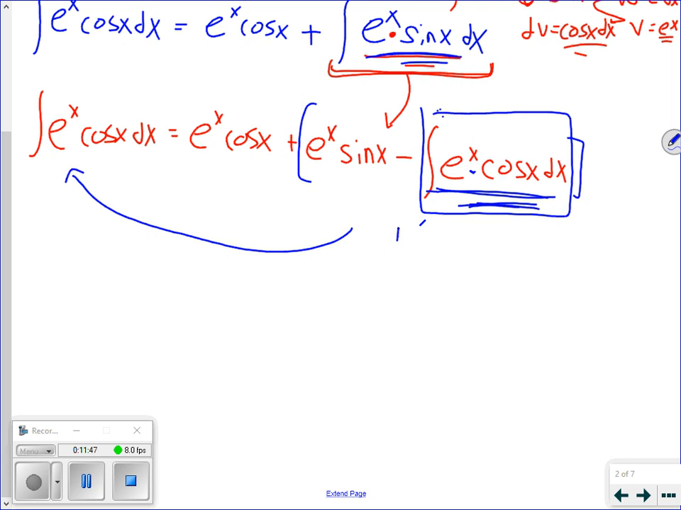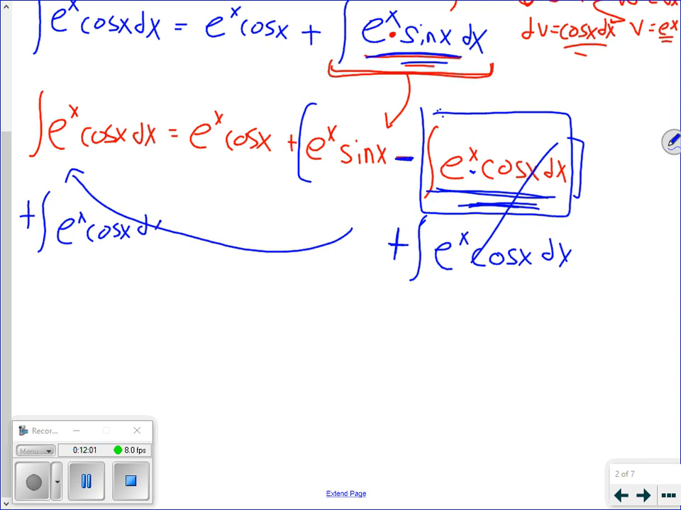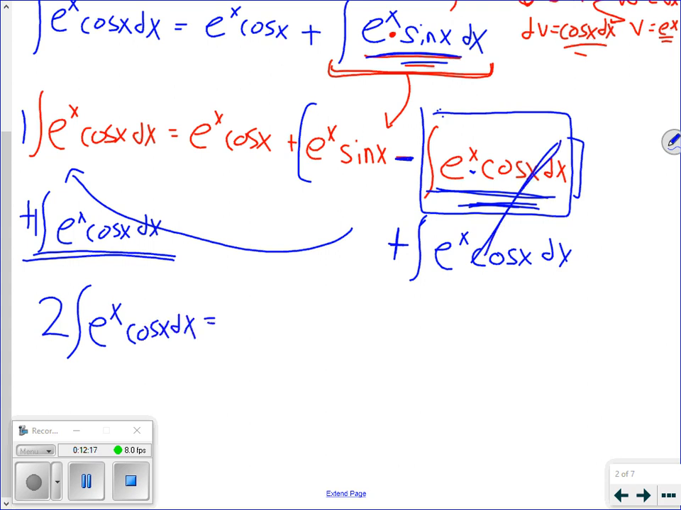So what if I decided to, instead of minusing, add this to the other side, almost like I'm canceling it out? So that goes away, and I add it over here. Well, if I have one integral of e to the x cosine of x plus one integral of e to the x cosine of x, what does that equal? Two integrals e to the x cosine of x dx. And with this gone on the right side, what I'm left with is e to the x cosine of x plus e to the x sine of x. What's left over?